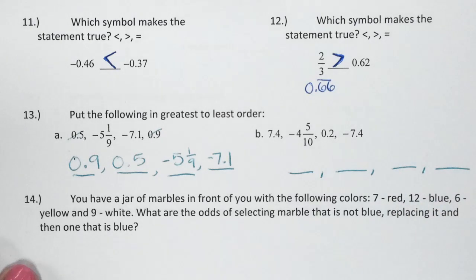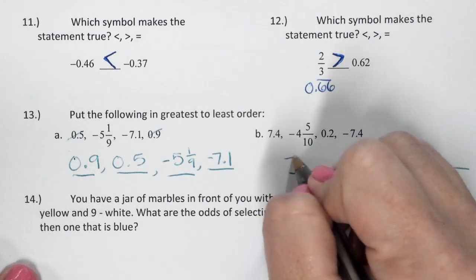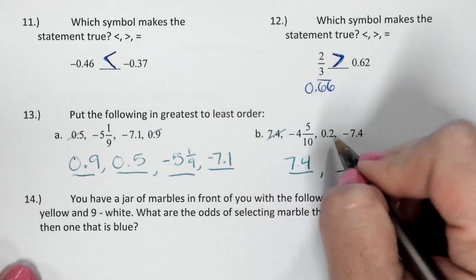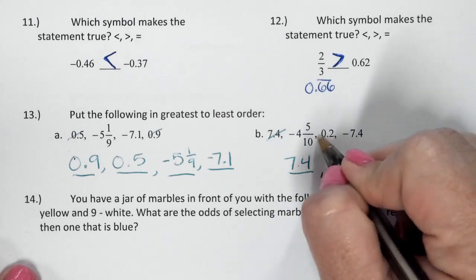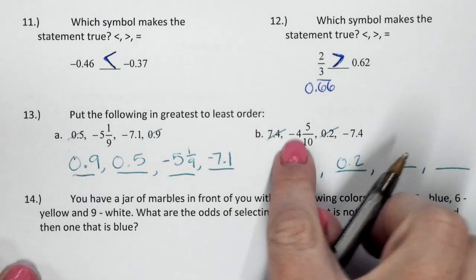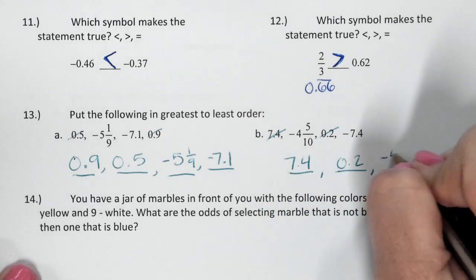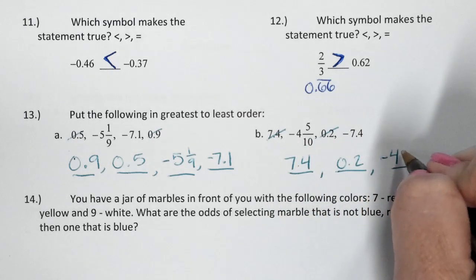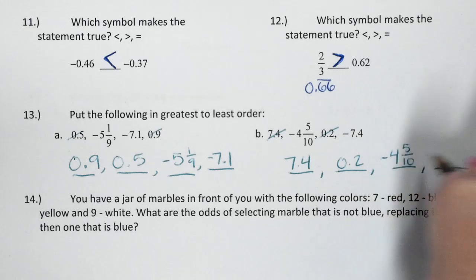Same concept. I'm going to look at my positives first. 7.4 is my biggest. 0.2. Now, I don't even need to know what that equals, 5 over 10, because this is 4 and that's 7. So I know negative 4 is bigger than negative 7.